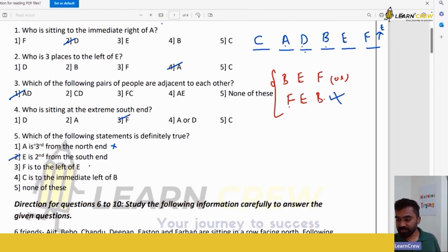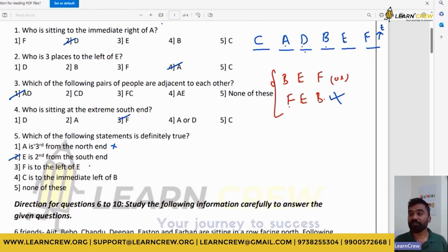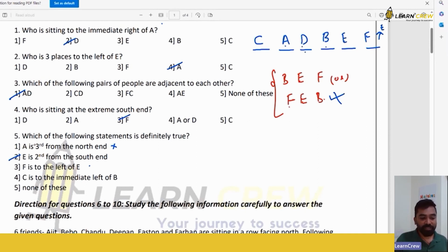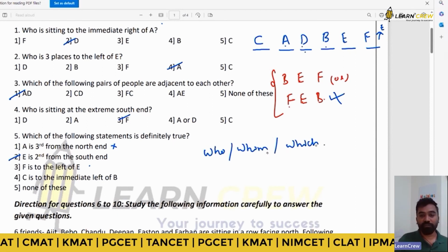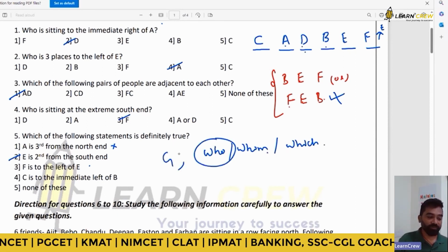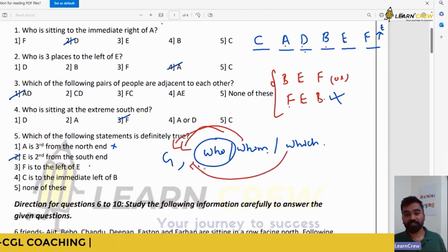Now let us see certain points. Whenever in the question something of this sort is mentioned, like F sits second to the right of G, who, whom, or which, it all means G. Let it be who, let it be whom, everything means G. So these are the words that you should remember: whom, who, and which. Everything will represent the immediate left person who is there.